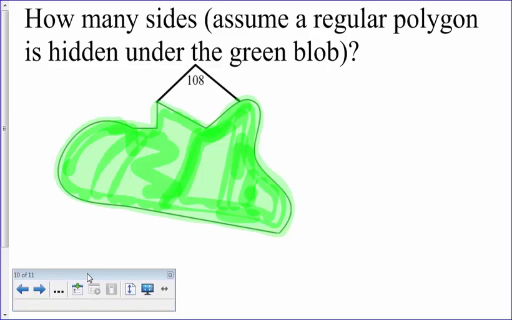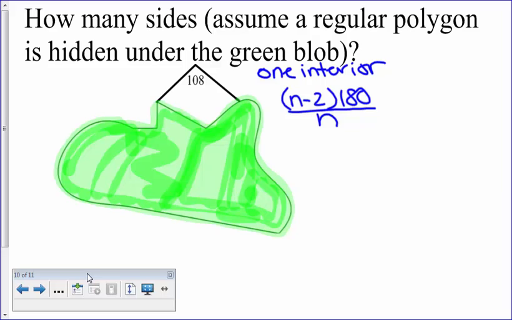All right, one last problem, which I love. It says how many sides, and we're assuming that that's a regular polygon hidden underneath this green blob or this blanket. Well, they provide us with one interior angle. So the formula for one interior angle is (n minus 2) times 180, divided by n because it's the one angle. Well, that equals 108. And by all means, you can solve that equation. It's just a harder algebra equation.